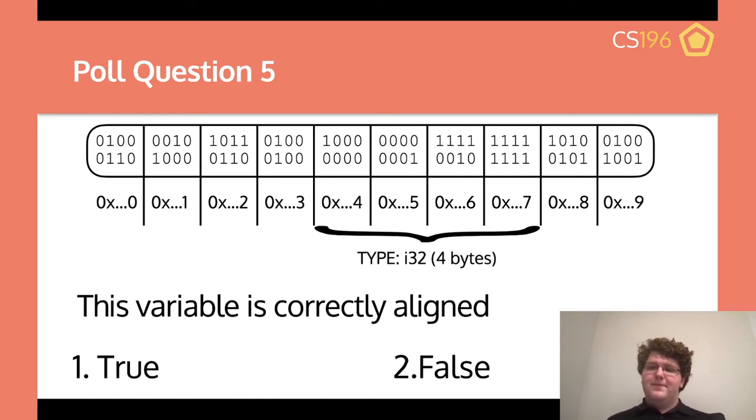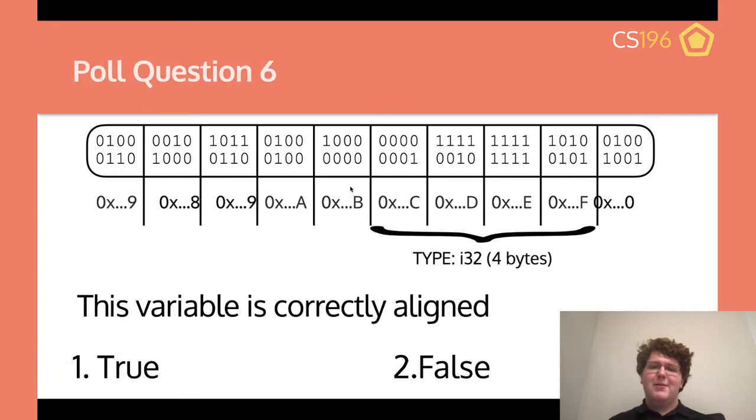So take your time. All right, it looks like everyone's done, so I'm going to close it. Okay, so everyone put 1, which is correct. Remember, 4 bytes. 4 is divisible by 4. We are good to go. How about now? Pulled a bit of a switcheroo on you.